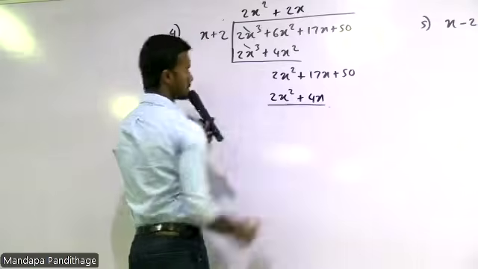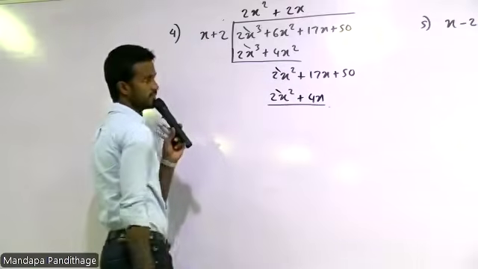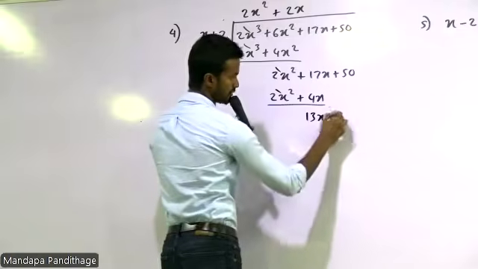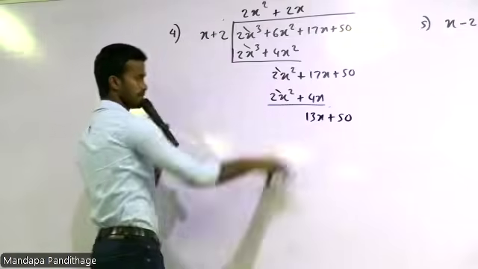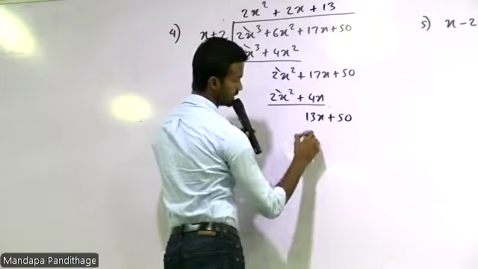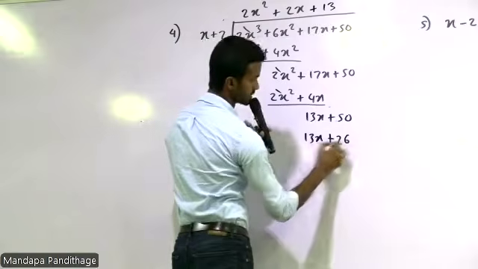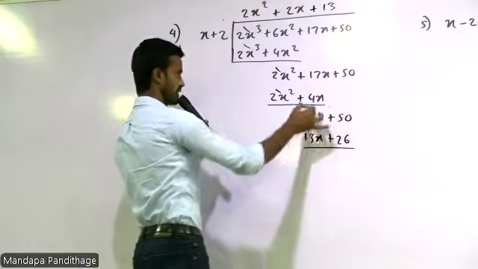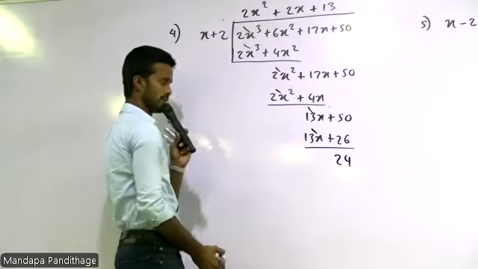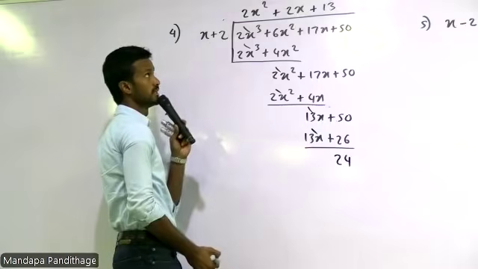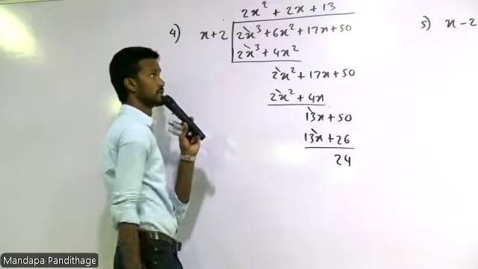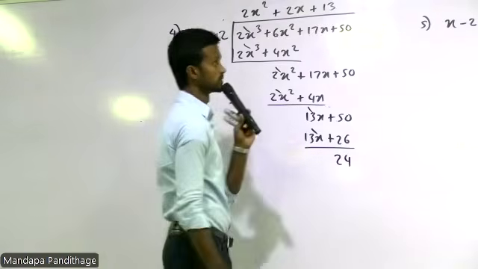Subtract, these two cancel off. 17x minus 4x is 13x and 50 comes down, plus 50. So 13x divided by x gives you 13. When you multiply, it's 13x plus 26. So 13x cancels off, 50 minus 26. You're supposed to get a remainder of 24, and the quotient is 2x squared plus 2x plus 13.